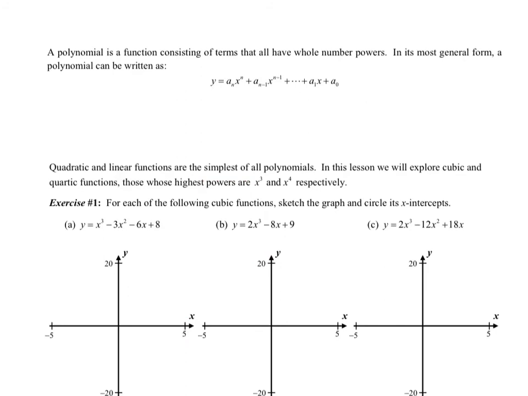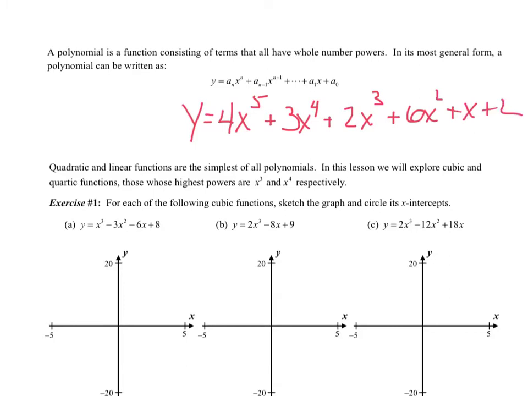So, a polynomial function is a function consisting of terms that have whole number powers. In the most general form, a polynomial can be rewritten like this. And now, maybe that looks a little scary to you, so I can change it. I could say like 4x to the 5th plus 3x to the 4th plus 2x cubed plus 6x squared plus x plus 2. It's just a function with many terms in it.